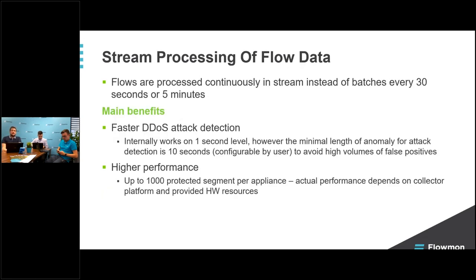So let's start with stream processing. As I said, we are now processing the flows continuously instead of batches. So this allows us to detect the attacks much quicker. Internally we are working on 1 second level. However, the shortest, let's say, detection speed is 10 seconds. It's configurable by user, and it really makes sense to have it larger than 1 second, because otherwise you would see a lot of false positives.